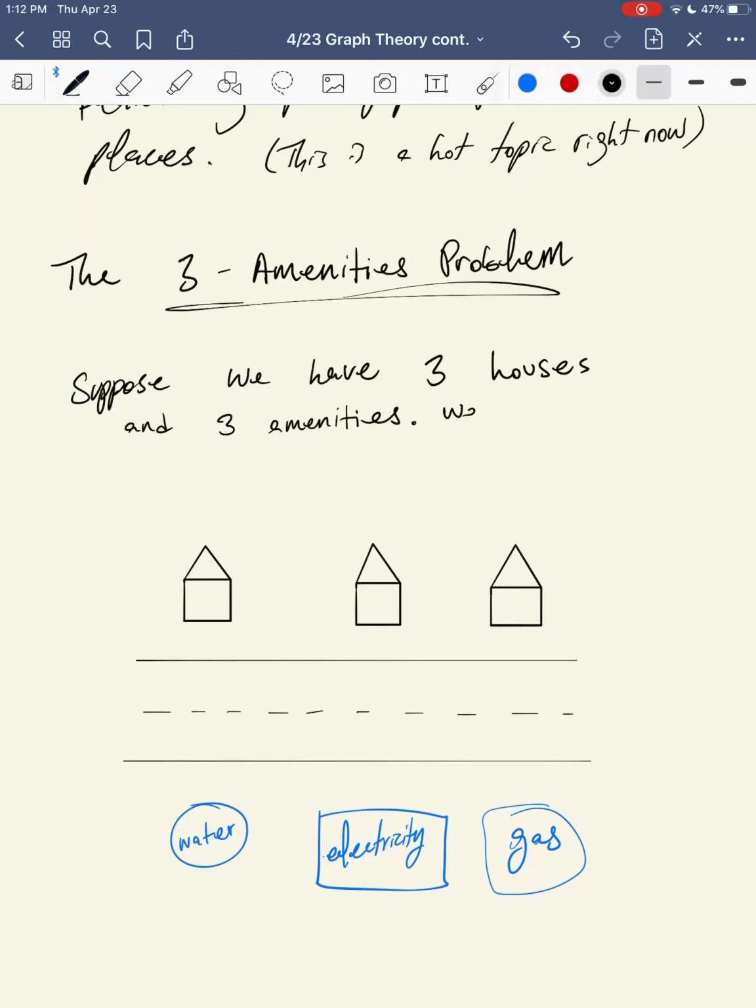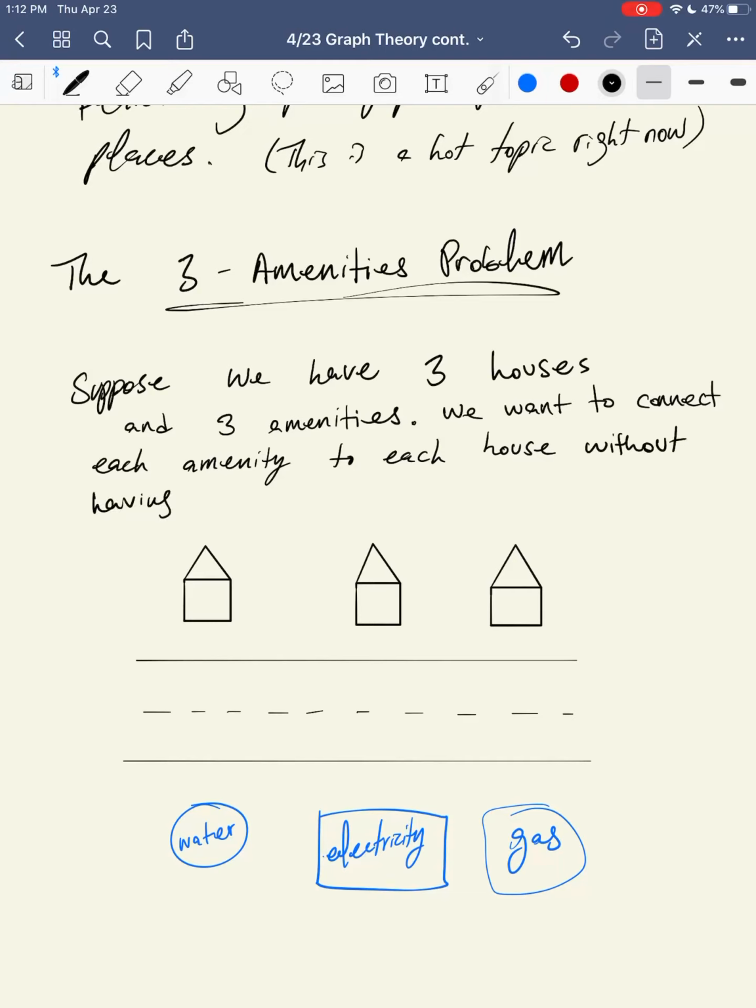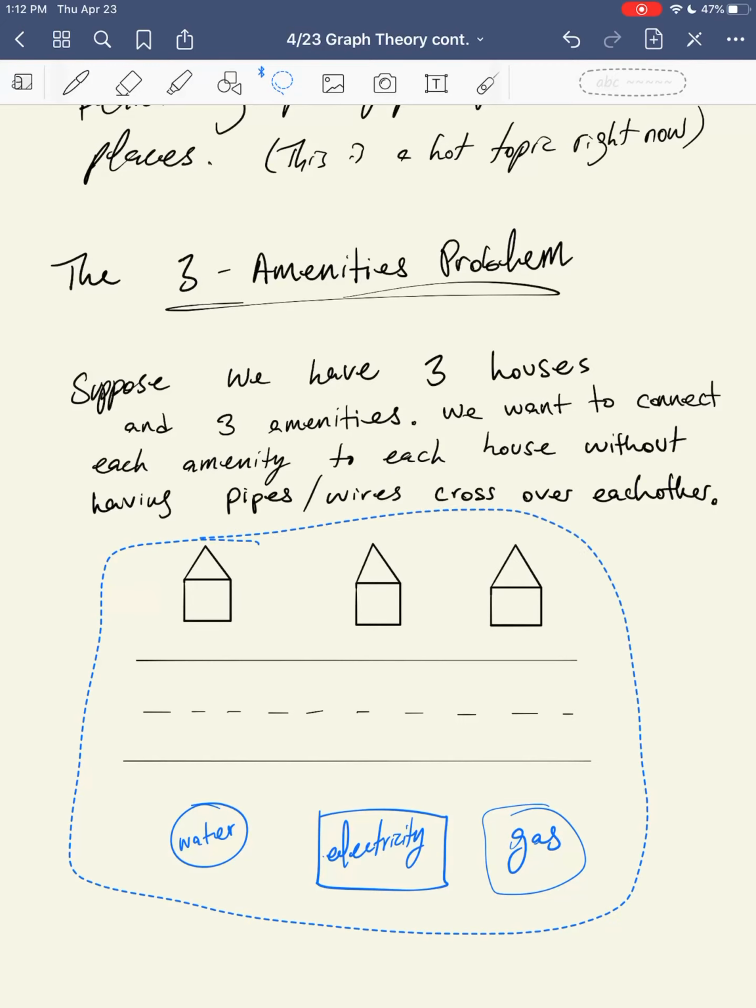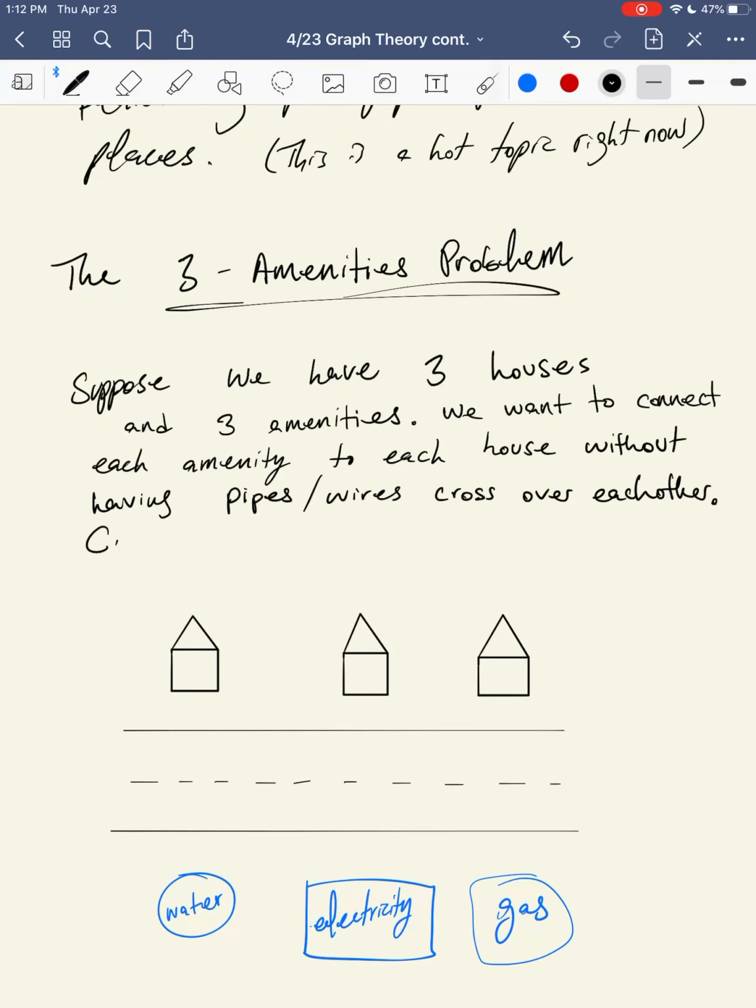Amenities. We want to connect each amenity to each house without having pipes and wires cross over each other. So we want to connect each amenity to each house. Let's say underground. Good. So the question is, can we do it? So, well, let's give it a try.